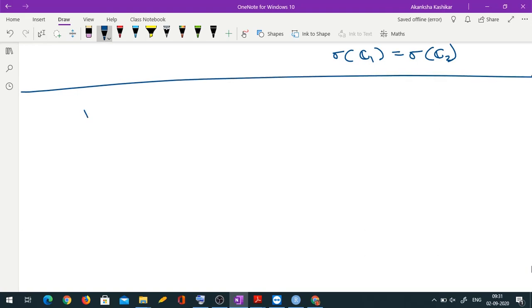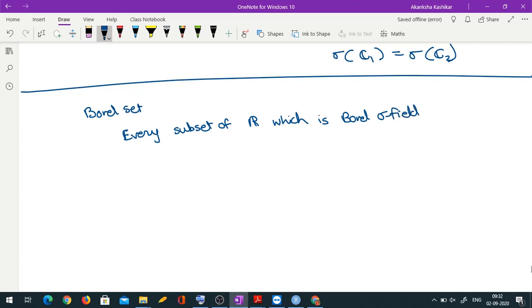Now that we have defined Borel sigma field, we need to define what is meant by Borel set. Every subset of R which is in Borel sigma field is called a Borel set. As a result, by definition, of course, all intervals are Borel sets, because all intervals are in the sigma field generated by themselves. So they are all Borel sets.